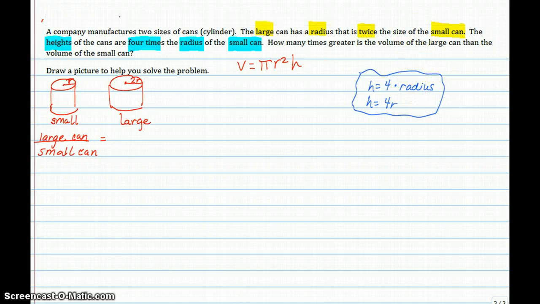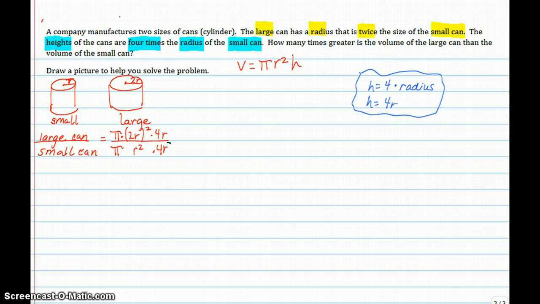And that's where this 4 radiuses is going to be the height. Okay, so large can is going to be pi, and then we've got r. So in the large one, the r is 2r. We put that in parentheses, squared, and then h is going to be the 4r. So I'm going to put a times sign in between these. And then the small can is going to be pi, and then r squared, and the height of this is still 4r.